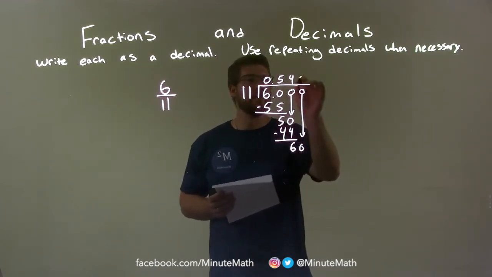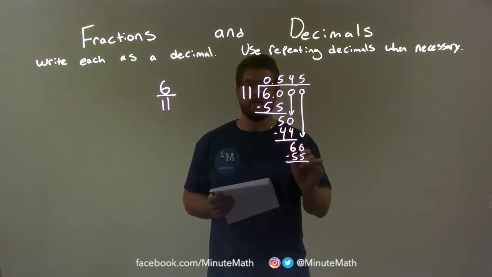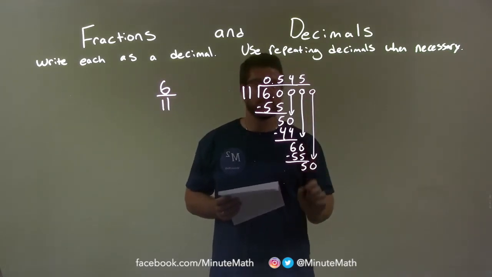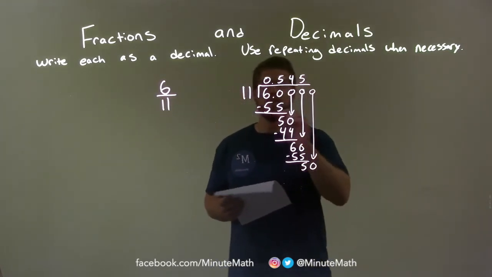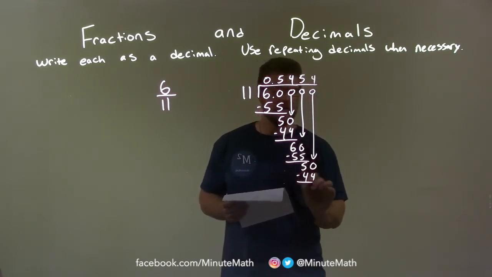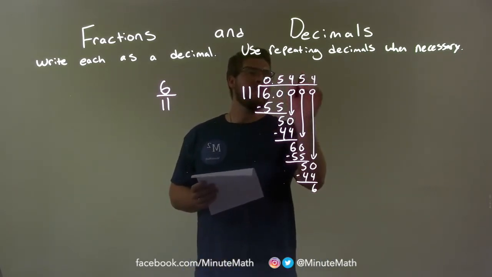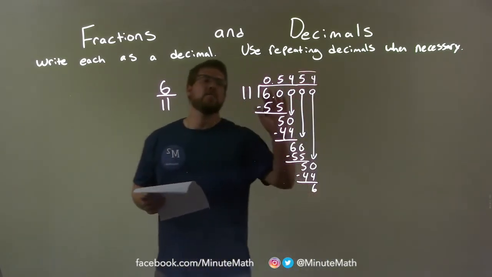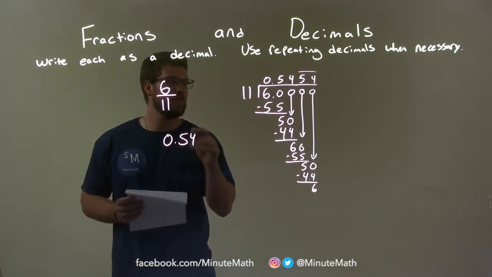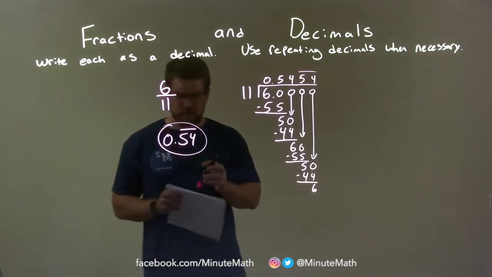Well, we already did that, 5 times, right? 5 times 11 is 55. We subtracted, 60 minus 55 is a 5. Add another 0, bring that down, okay? We have 50 here. Well, 11 goes into 50 4 times, right? 4 times 11 is 44. And the cycle is going to repeat, okay? So we can see that 5, 4 repeats over and over again. So when we write the decimal right here, 0.54, we only need the first 5 4, and we indicate that it repeats forever.